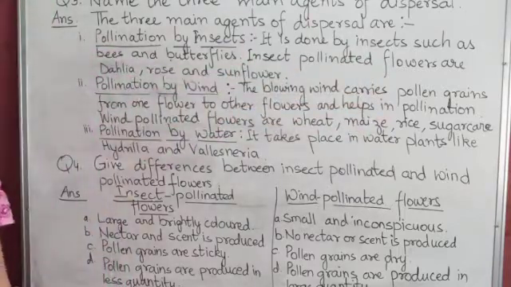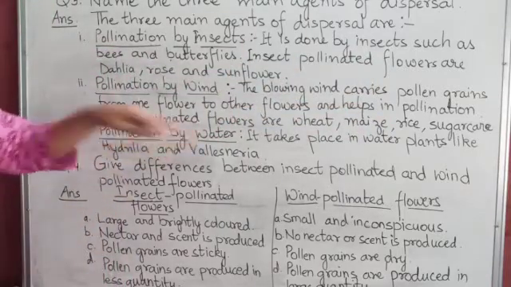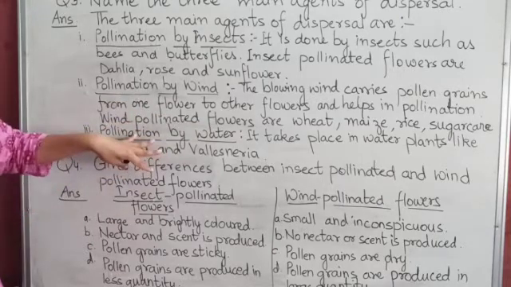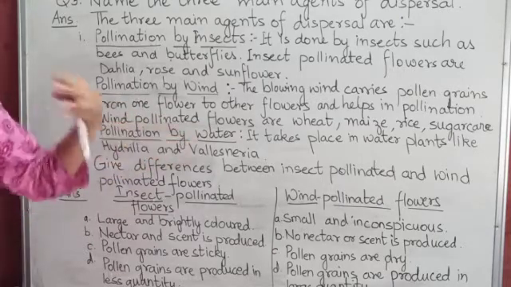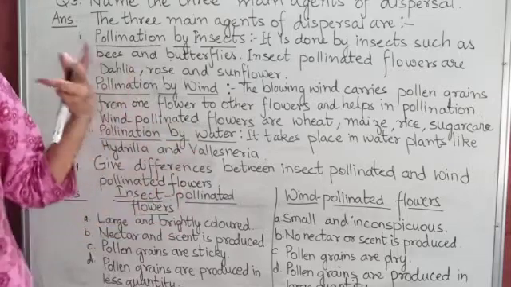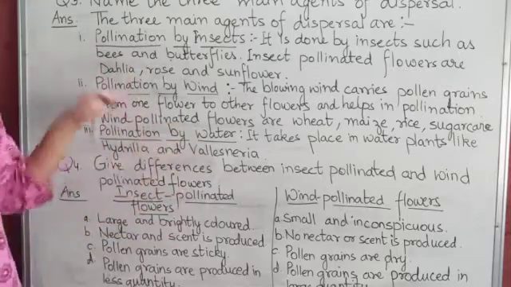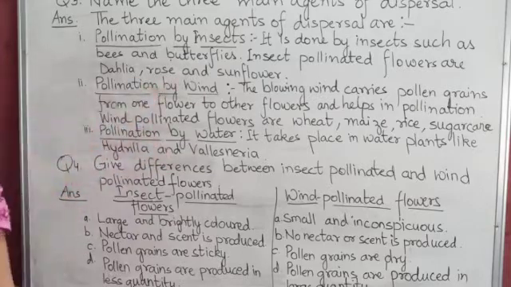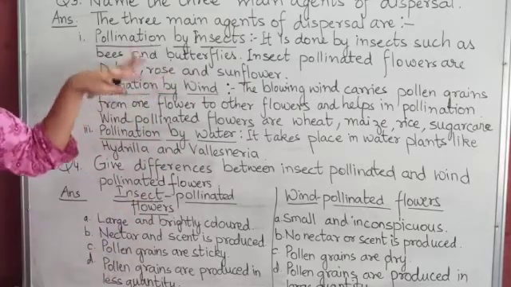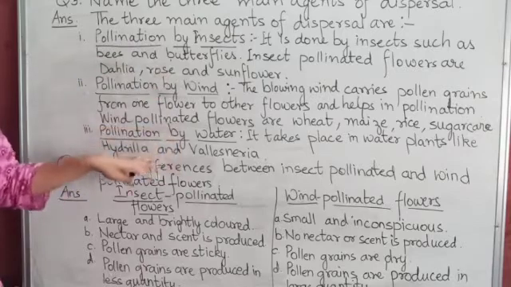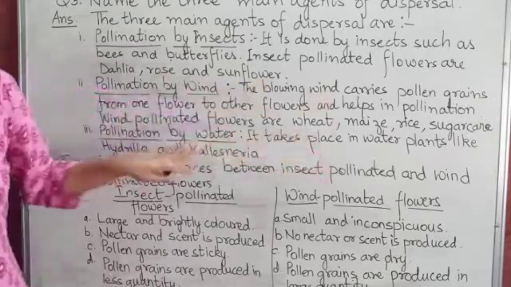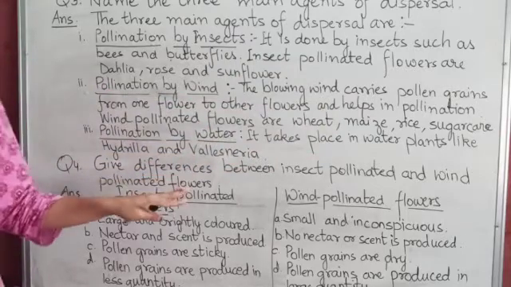Then comes pollination by water. Pollination by water also plays an important role in carrying pollen grains from one place to another. This type of pollination occurs mainly in water plants like hydrilla and Vallisneria.